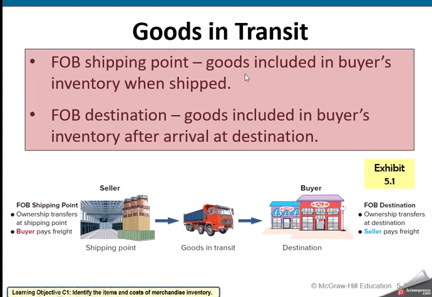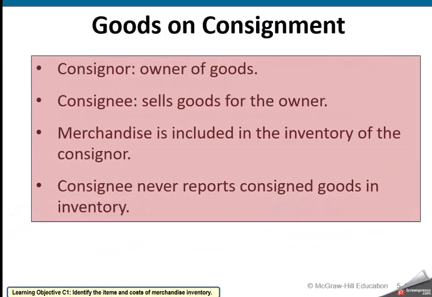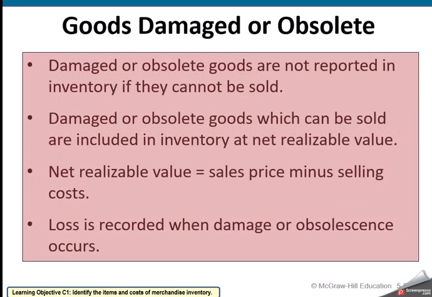So again, the FOB shipping point is included in the buyer's inventory. FOB destination would be included in the seller's inventory during transit. It wouldn't get into the buyer's inventory until it arrives. Goods on consignment would be included in the inventory of the consignor, the person who's actually trying to have the goods sold. The consignee doesn't ever buy the inventory. They just hold it at their location and deduct some sort of fee when it gets sold.